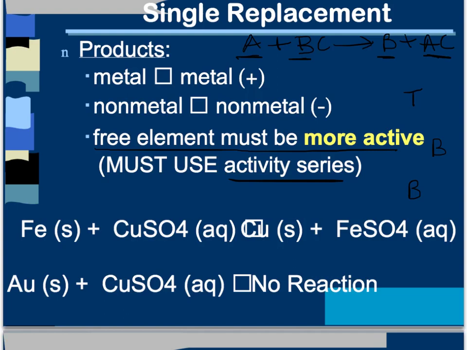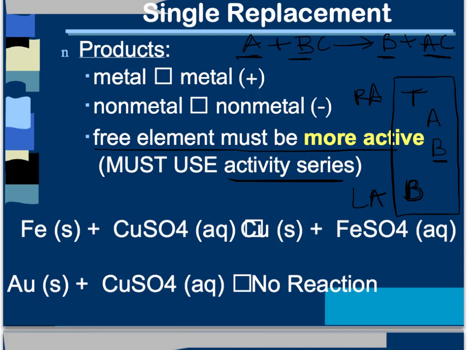The way that this works is for this reaction to occur, on our activity series that we have on our periodic table, if this is the top of the table and this is the bottom, this means it's more reactive up here, okay, more reactive. This is less active down here. So A would need to be higher on the activity series than B for the replacement to work.